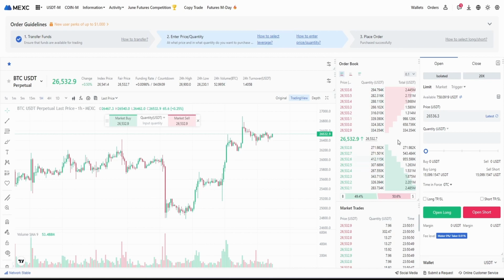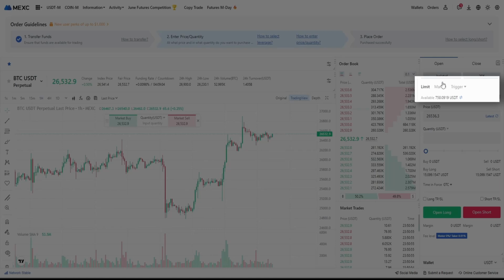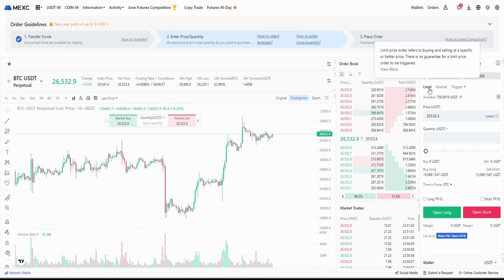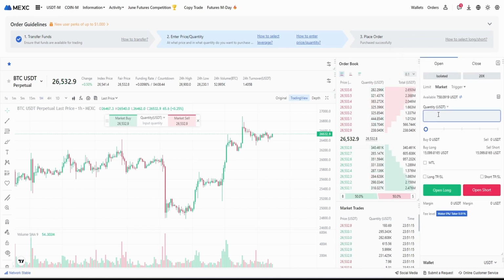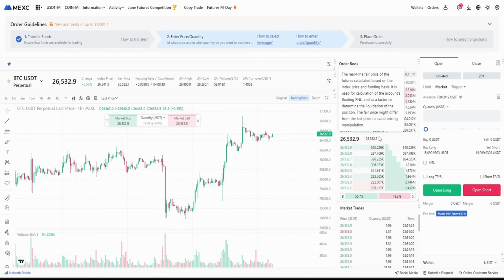Now, if you want to enter a position on a trade, you need to place an order. Let's go over two of the most common order types that you'll be using. First is the limit order. With a limit order, you set a specific price to buy or sell a cryptocurrency contract. If the market reaches or goes beyond that price, your order will be executed. On the other hand, a market order is when you buy or sell a cryptocurrency contract at the current market price. It's executed immediately at the best available price. Remember, a limit order lets you choose a specific price, while market orders execute at the current market price.